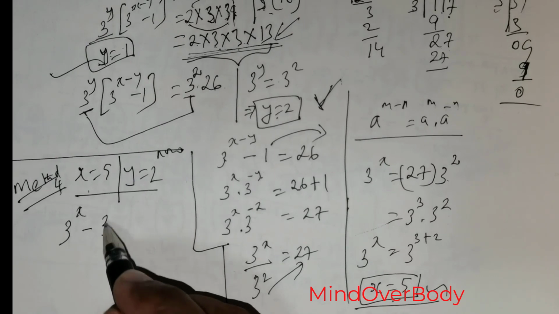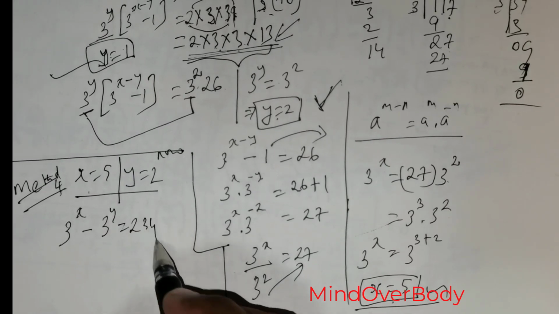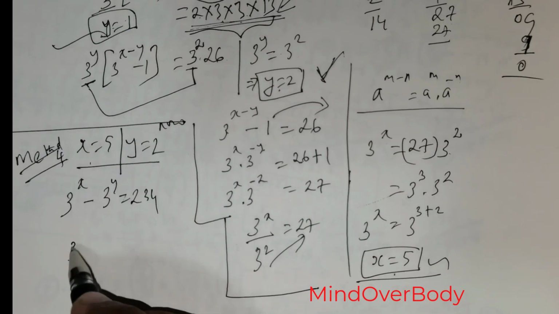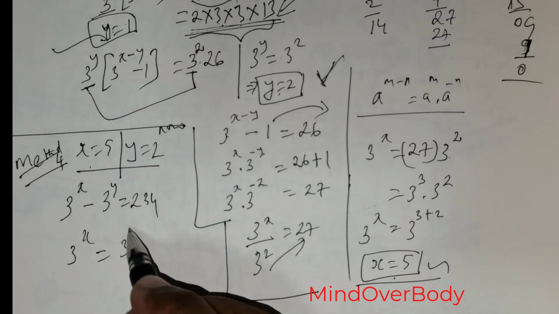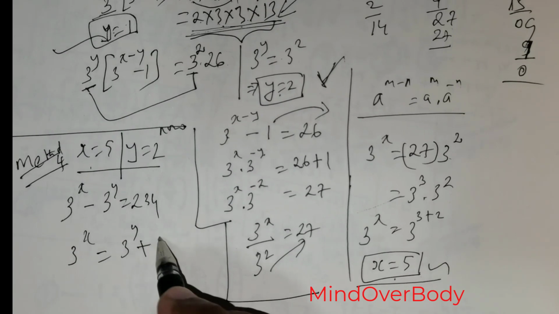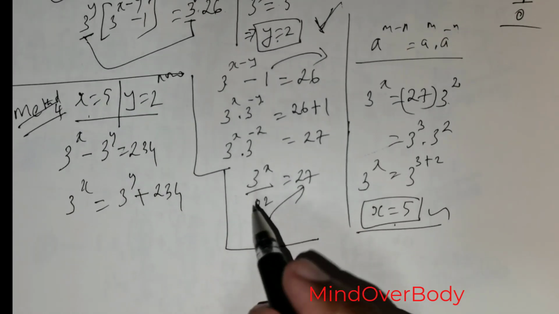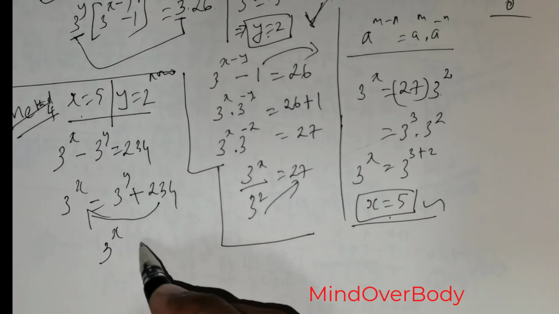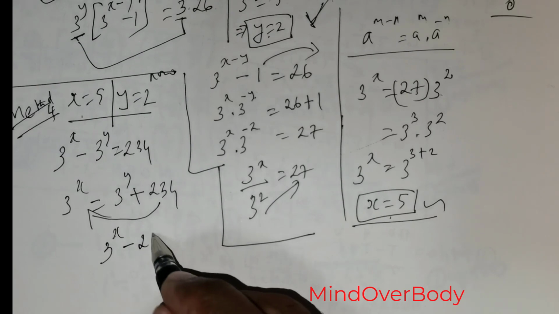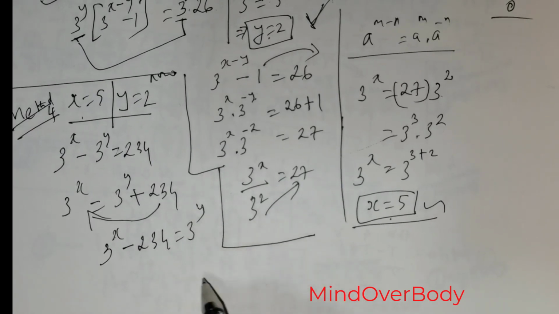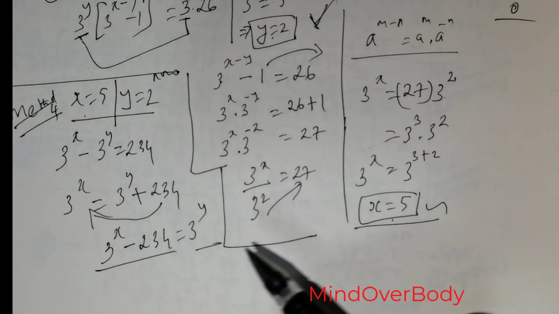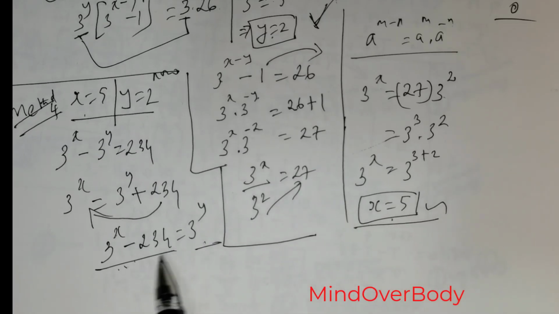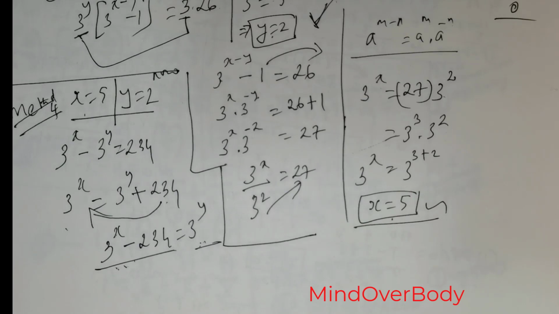3 raised to the power of x minus 3 raised to the power of y is equal to 2, 3, 4. Now what I'm going to do is rewrite this as 3 raised to the power of x is equal to 3 raised to the power of y plus 234. Now probably I will just move this to the left side. So this is going to be 3 raised to the power of x minus 234 is equal to 3 raised to the power of y. Now you can either start to connect or observe these two together or these two together. It doesn't matter. Now just check on the left hand side what happens.